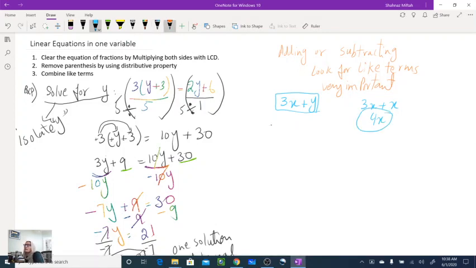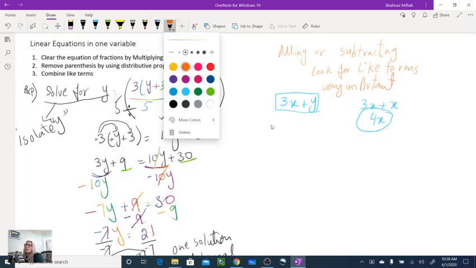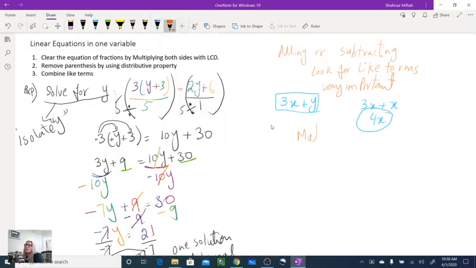Another very important thing: if I'm multiplying or dividing, then we don't care about like terms.